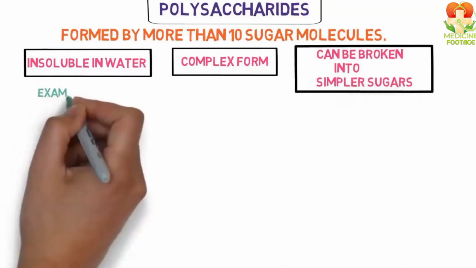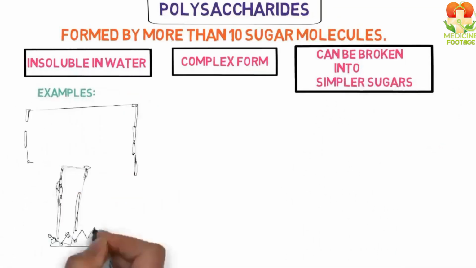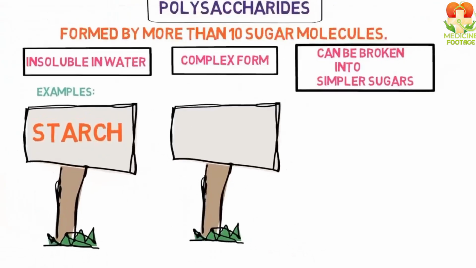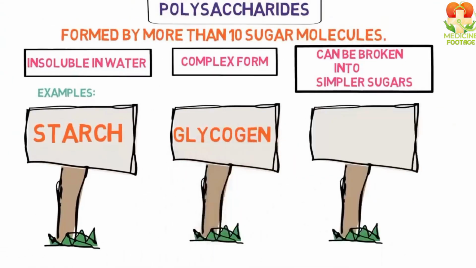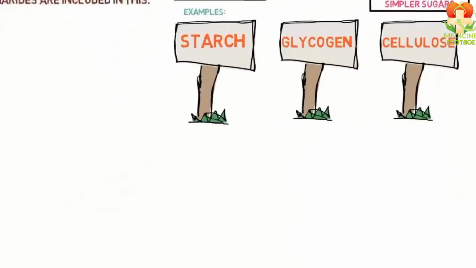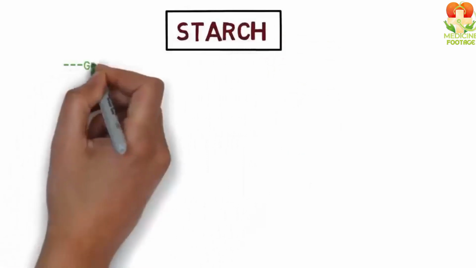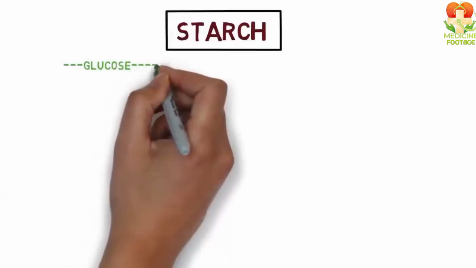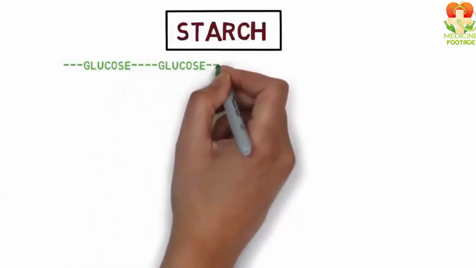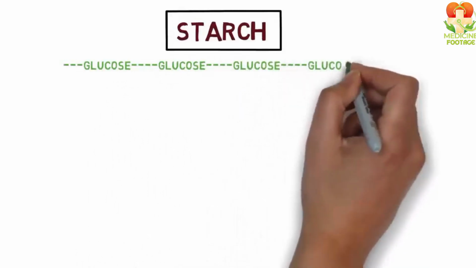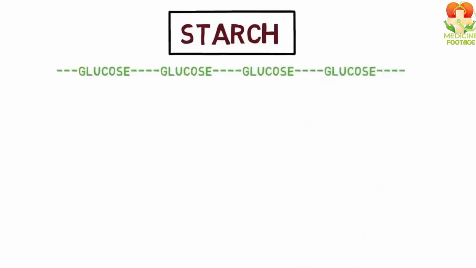Now, talking about examples, there are three main examples. The first one is starch, the second one is glycogen, and the third one is cellulose. Let's study each classification of polysaccharides one by one. First, we come to starch. In starch, the glucose molecules are attached to each other in a straight chain. In a linear form, glucose molecules or monomers are attached to one another, which forms starch.